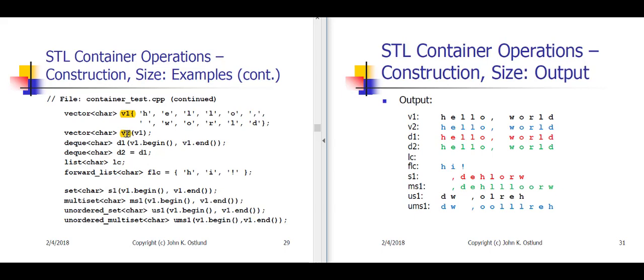of v1. Now, d1 is a deque of char, and we can store the same characters into d1 that v1 contains by using the iterator style of constructor. We specify v1.begin and v1.end as the arguments to the constructor, and so d1 is now created and initialized with the same 12 characters in the same order as they occur in v1. d2 is a deque of chars, and we're simply using the alternate form of implicit copy construction with the equal sign instead of the parentheses.